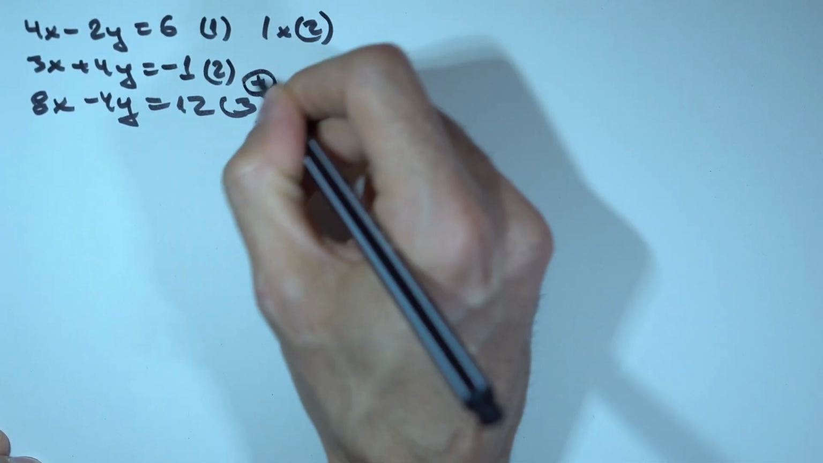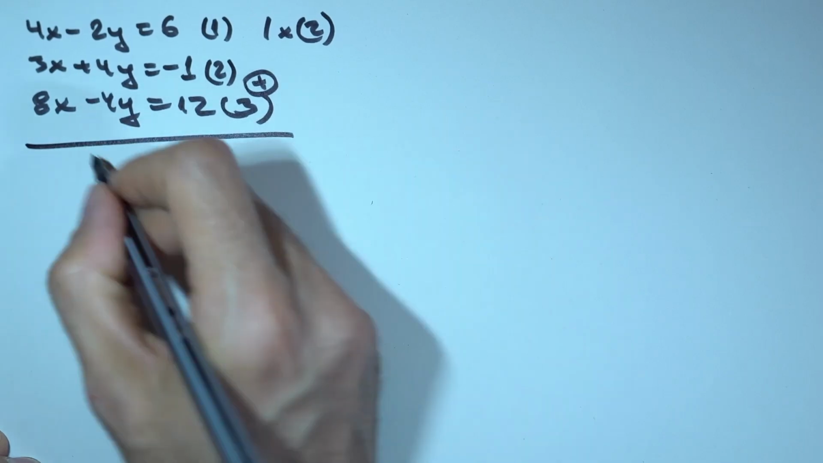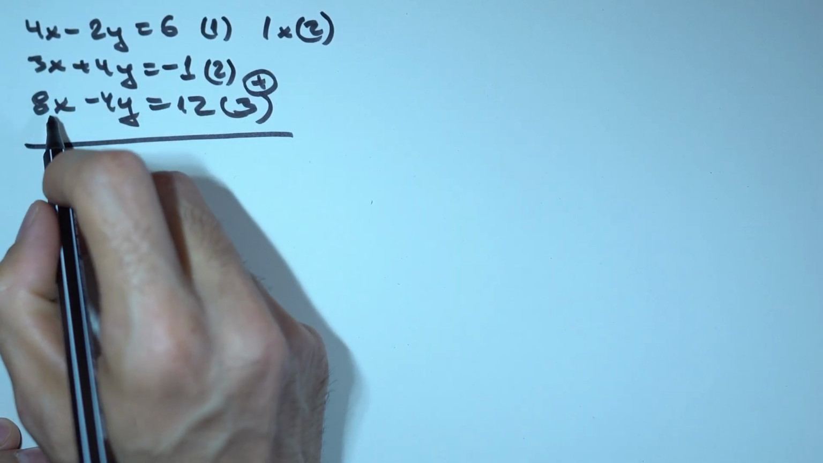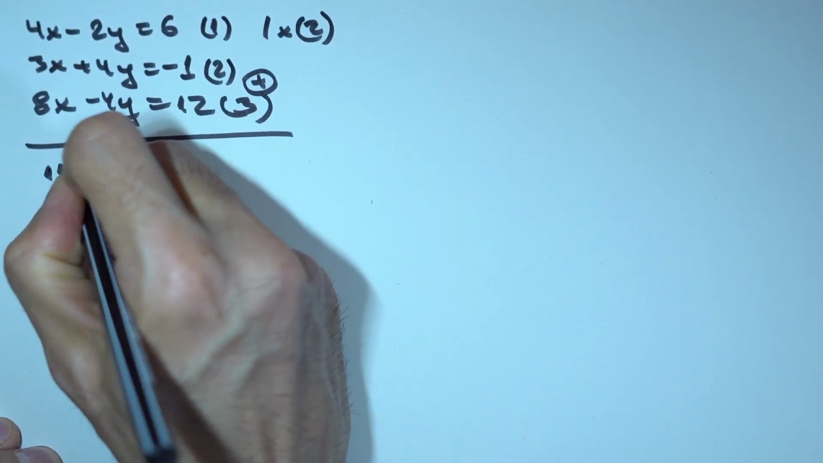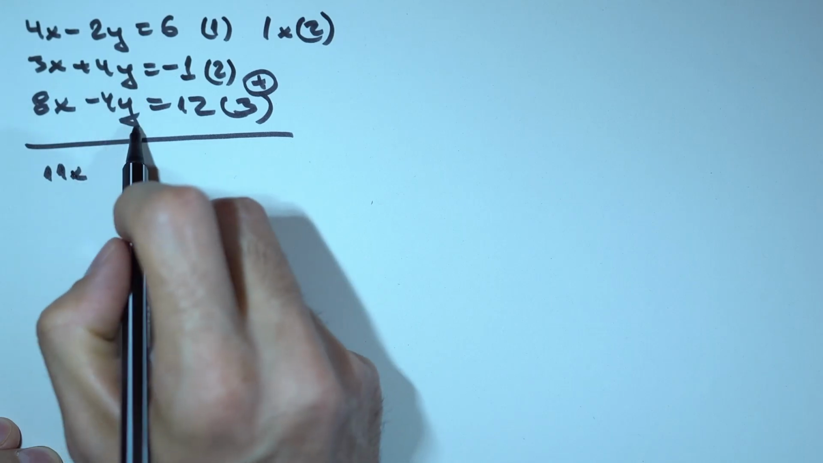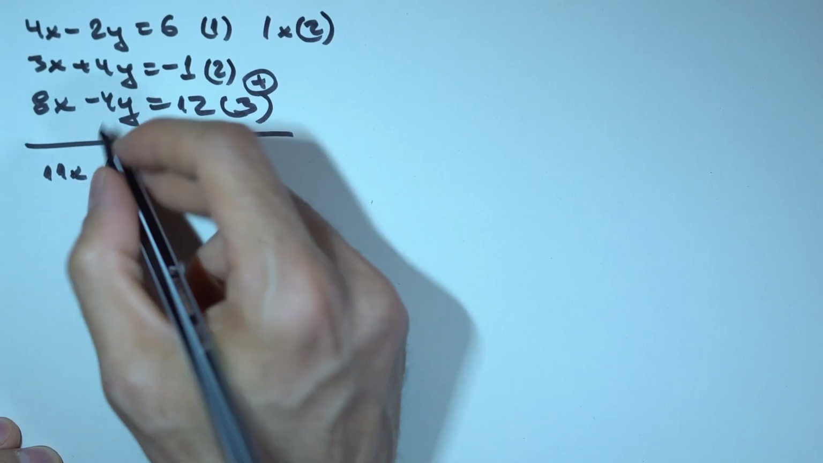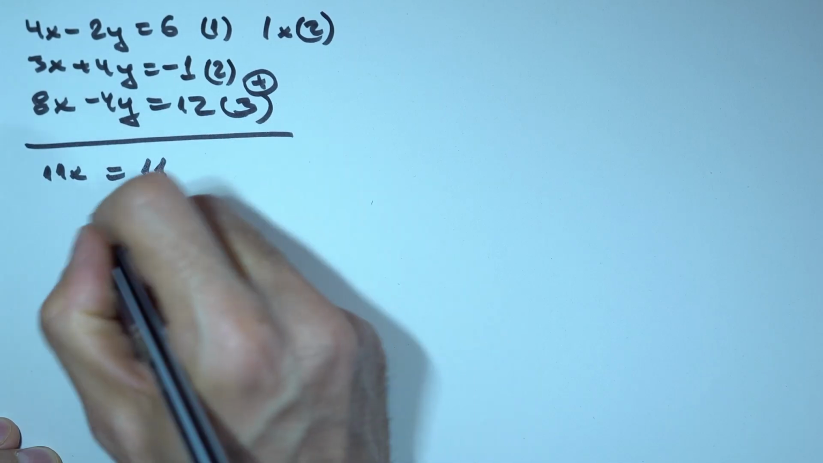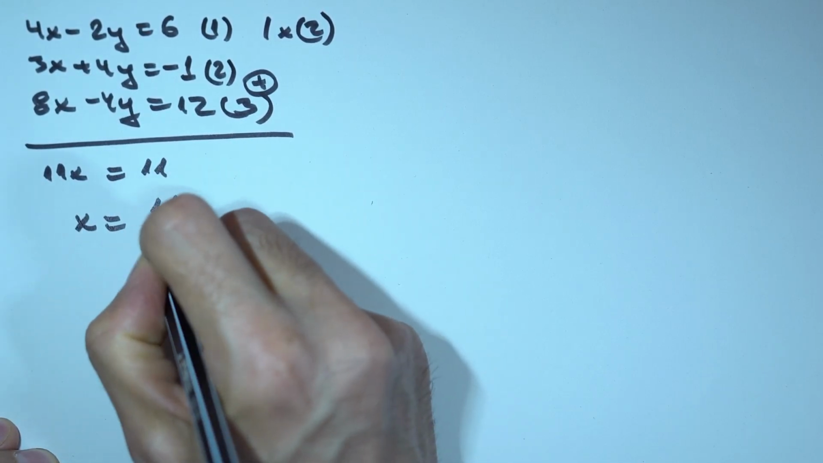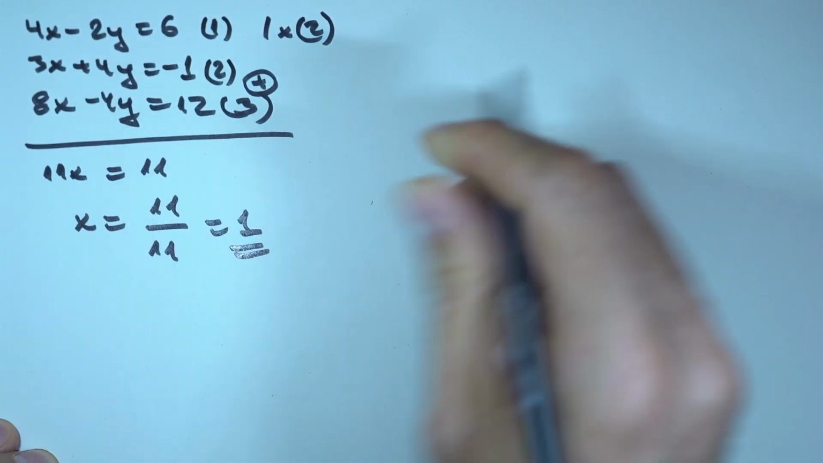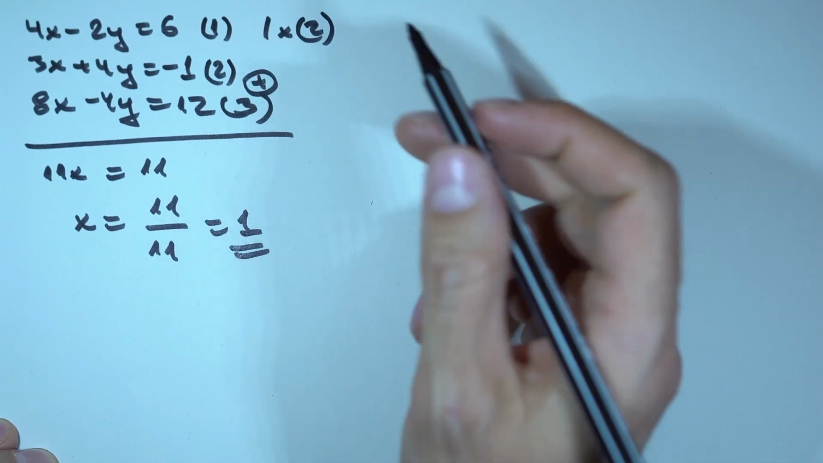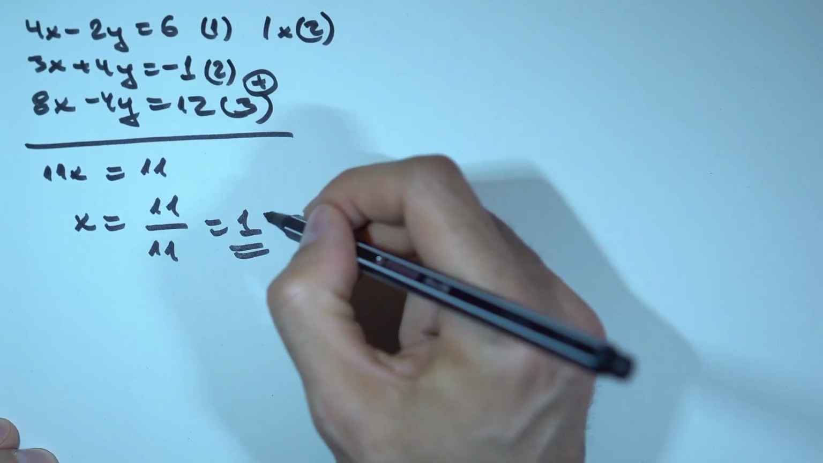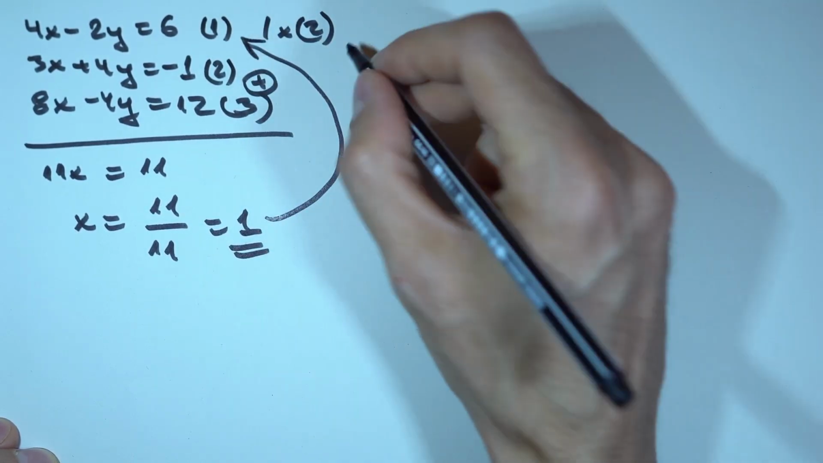And now we can add equations 2 and 3 together and obtain the following. 3 times x plus 8 times x is 11x, minus 4y plus 4y is 0, so 11x equals minus 1 plus 12, which is 11, or x equals 11 over 11, which is 1. Now we can choose whichever equation we prefer and solve it for y. Let's choose the first one, for example.